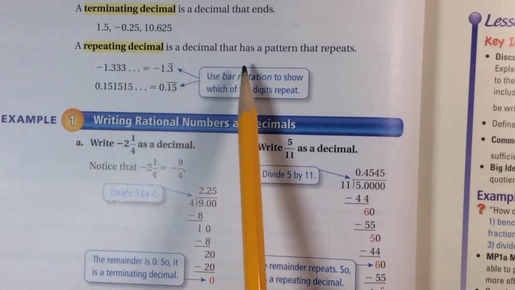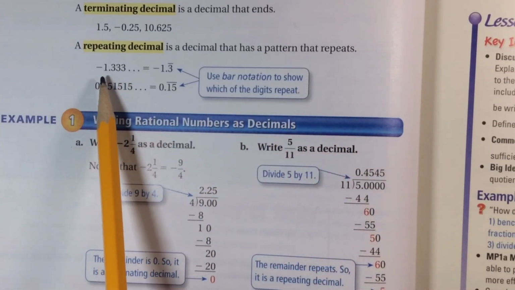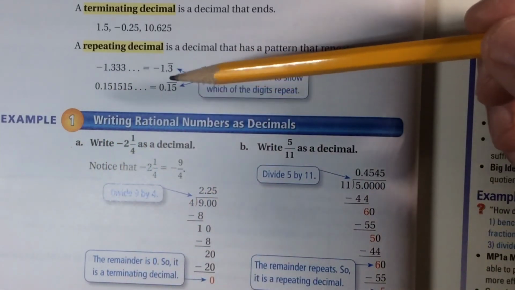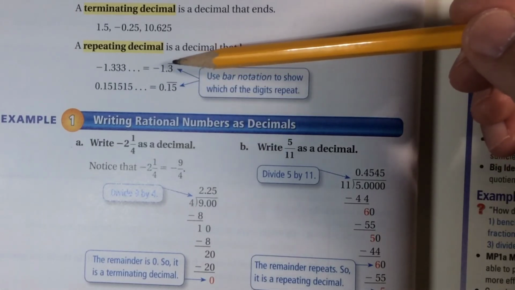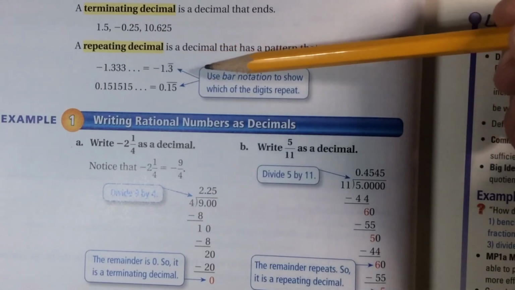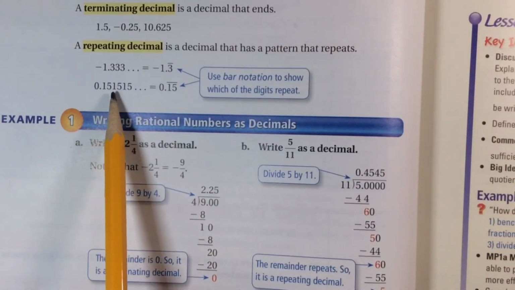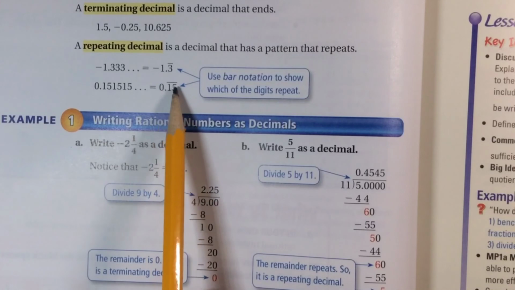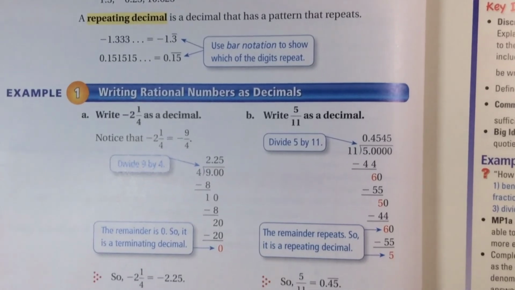So these are all examples of terminating decimals. A repeating decimal is a decimal that has a pattern that repeats. For instance, negative 1.3 repeating, negative 1.33333 forever. We show negative 1.3 with that little bar over the 3, which means the 3 keeps repeating. Notice the bar doesn't go over the 1 as well. In fact, the bar should never go over the whole number part of the decimal, okay? It's always behind the decimal point. And then we have another one here, 0.151515, where the 15 keeps repeating. So 0.15 repeating, the bar goes over the 1 and the 5 to show that they are both repeating.